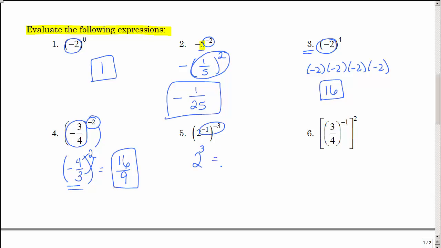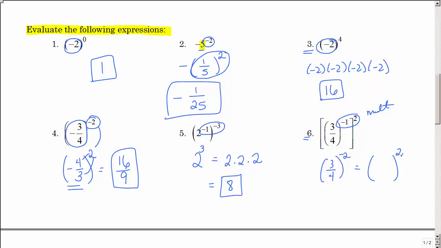I just need to know that 2 to the third power, of course, is 2 times 2 times 2, which is 8. Now let's look at the same thing. Number 6, again, I can keep the base and multiply those exponents, but this time I still have negative 2. So I have to change that negative 2 to a positive 2 by doing what with that base? Taking the reciprocal of that base. And now squaring both of those, and I get 16/9.